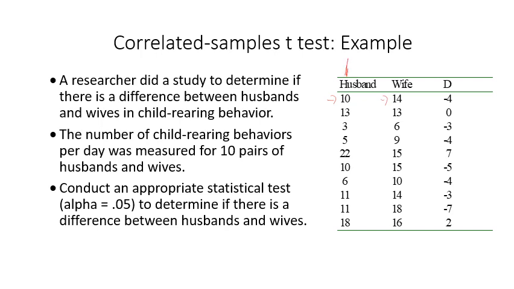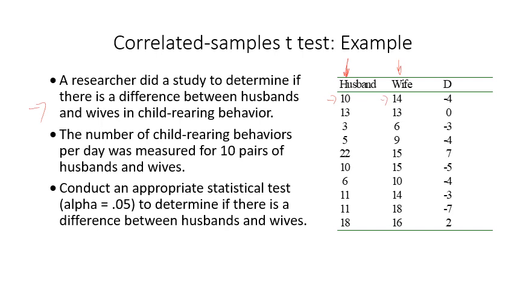So these are the child-rearing behaviors for husband 1, child-rearing behaviors for wife 1, and the first thing you do is you calculate a difference. Since the researcher wants to determine a difference, we now need to determine which set, husbands or wives, we're going to subtract from the other. But because we're just looking for a difference, this is non-directional, it doesn't matter which one you subtract from the other. You could subtract the wives from the husbands or the husbands from the wives. It's going to be the same thing because in the end you're going to take absolute values.